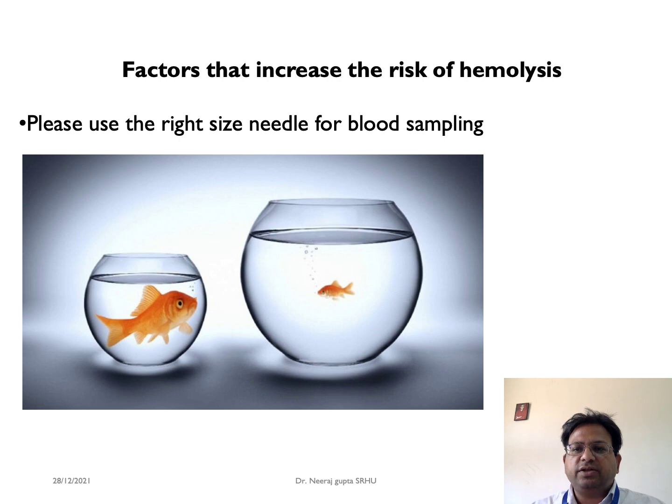Please use the right size needle for blood sampling, because if you use the needle that is too large for the vein for which it is intended, it will tear the vein and cause bleeding, that is hematoma. If the needle is too small, it will damage the blood cells during sampling, and laboratory tests that require whole blood cells or hemoglobin and free plasma will be invalid. So it is very important to use the right size needle for blood sampling.